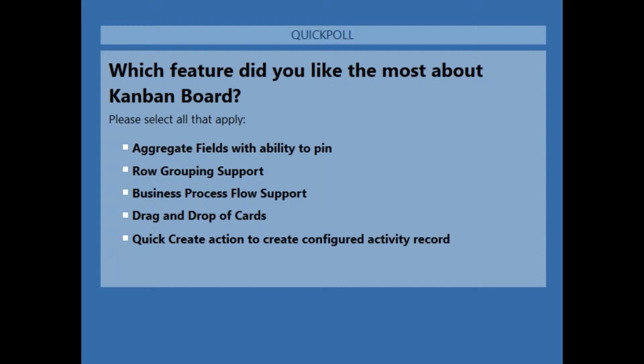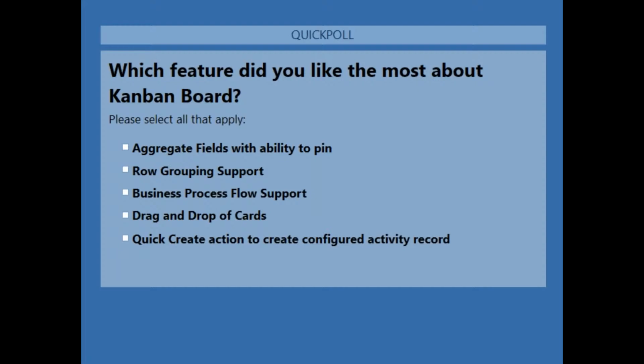So whether it was the aggregate fields with the ability to pin, whether it was row grouping support, the business process flow support, my personal favorite of drag and dropping of the cards, or the quick create action to create for the configured activities. So we already have got drag and drop. My personal favorite is currently the leading one, and the row grouping support is just behind it.